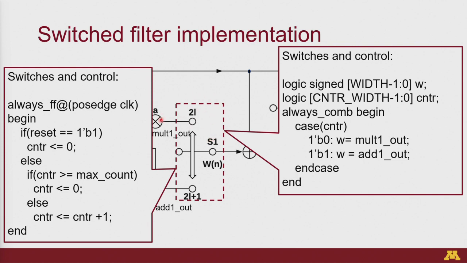So this is like 2L plus 0. You can say when the select line is 0, you take the output of this multiplier, and when the select line is 1, you take the output of this adder. As simple as that.